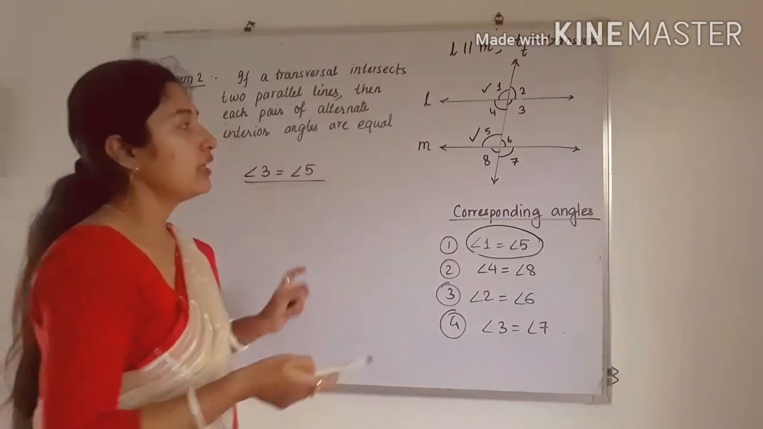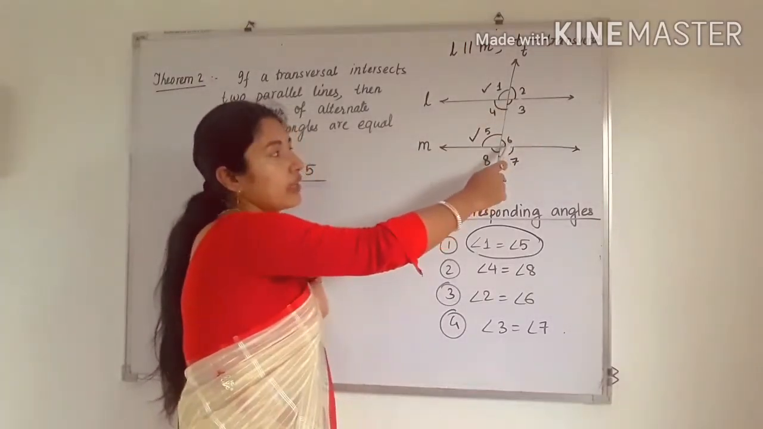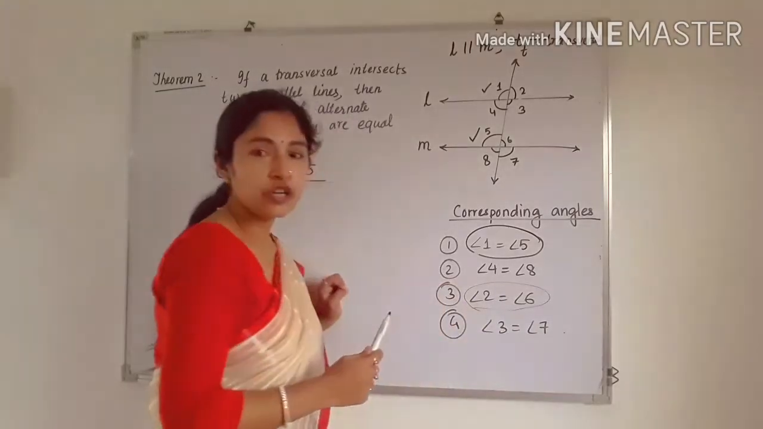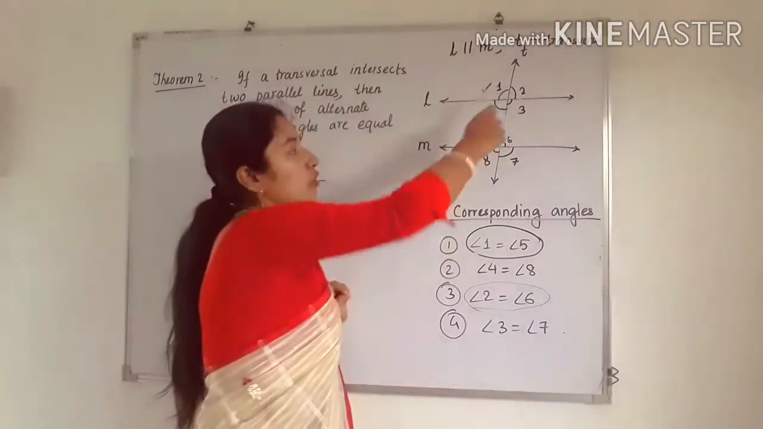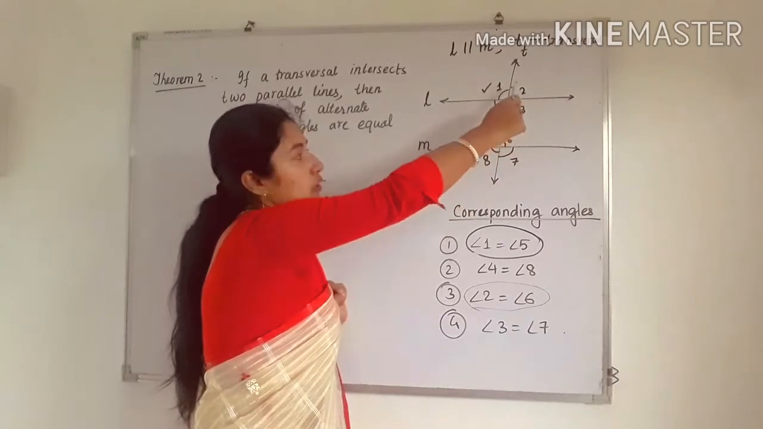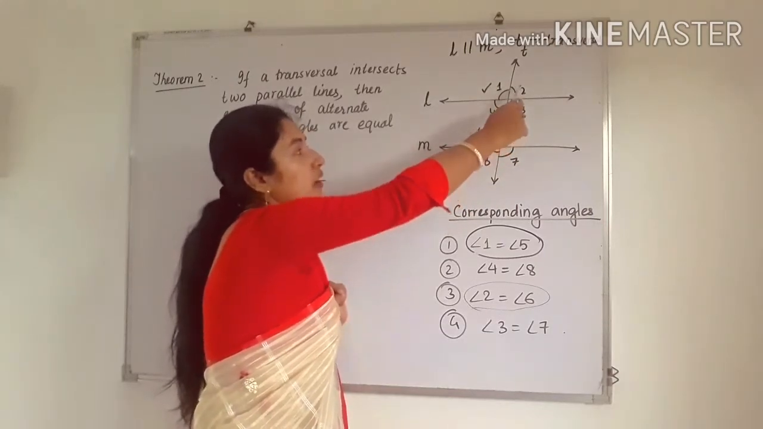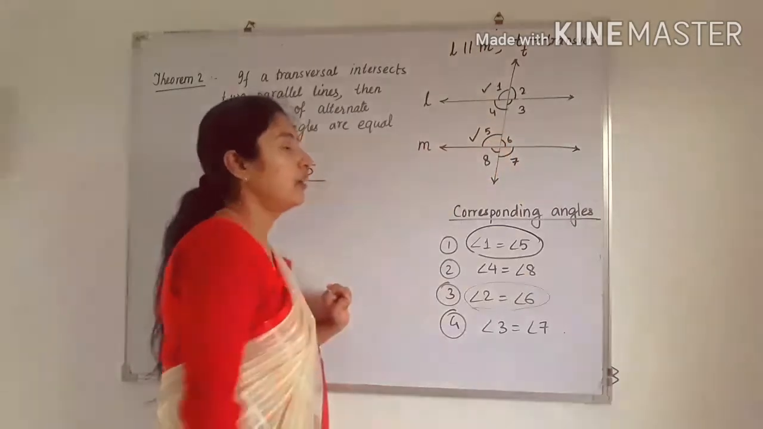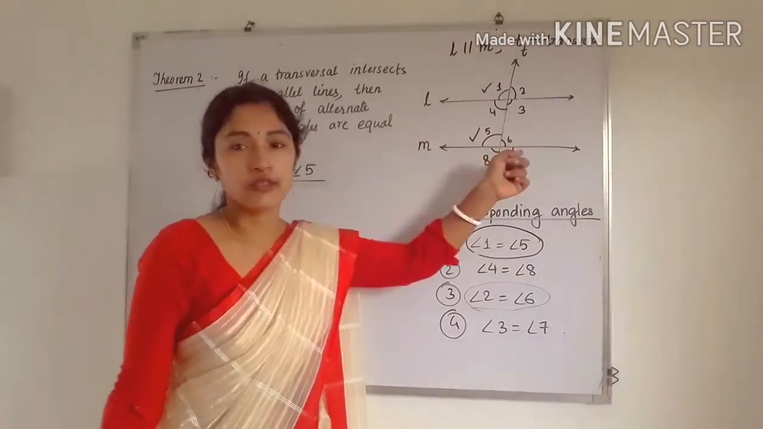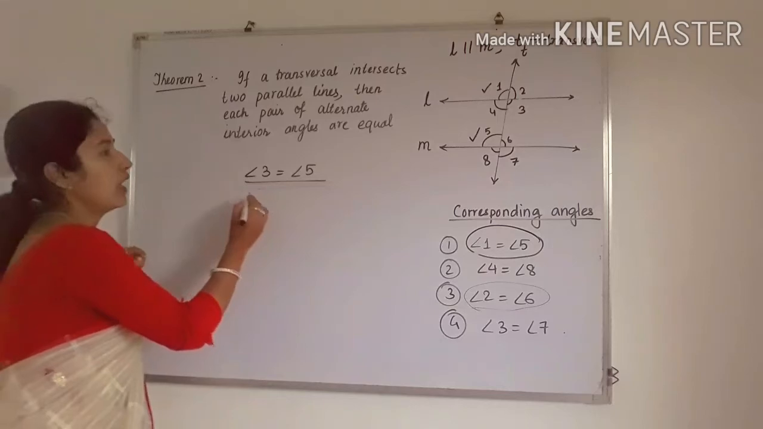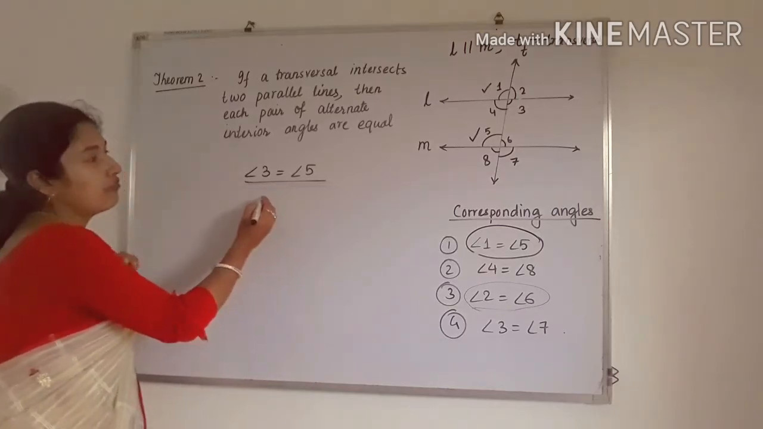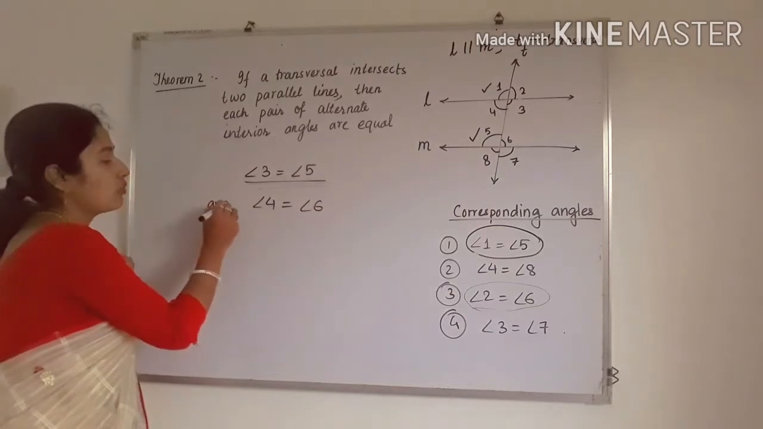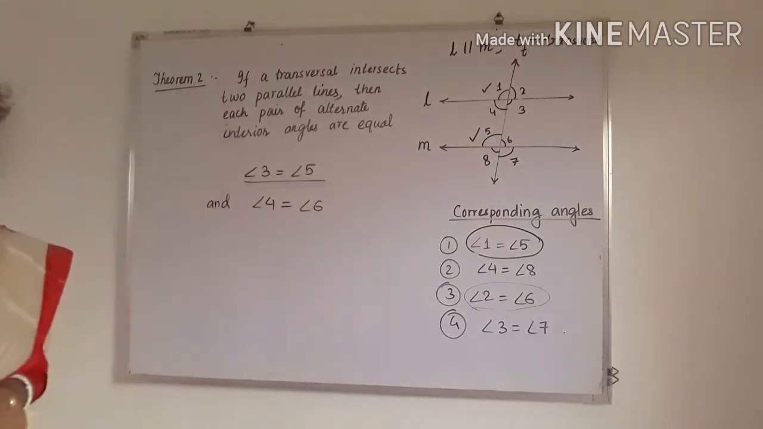Okay. Similarly, how will angle 4 be equal to angle 6? Because angle 2 is equal to angle 6, corresponding angles are equal. So 2 is equal to 6, and 2 is also equal to 4 because they are what? Vertically opposite angles. By that way, angle 4 will be equal to angle 6. Okay. So from this theorem we got what? Angle 3 is equal to angle 5 and angle 4 is equal to angle 6. So these are what? Alternate interior angles.